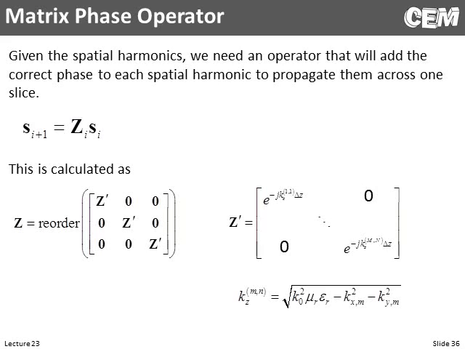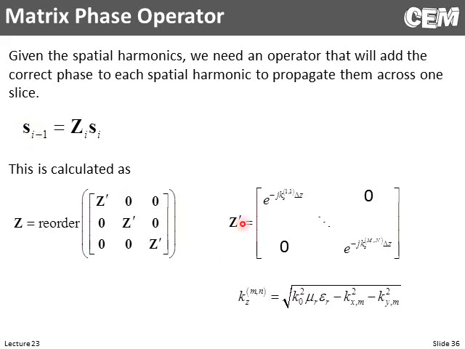Then we'll have our spatial harmonics in one slice. What we'll want to do now is propagate them to an adjacent slice. So they're going to travel a distance of delta z. Given the field in slice I, we multiply this by some phase accumulator, z sub I, it will then propagate all of these spatial harmonics to the next slice, I plus 1.